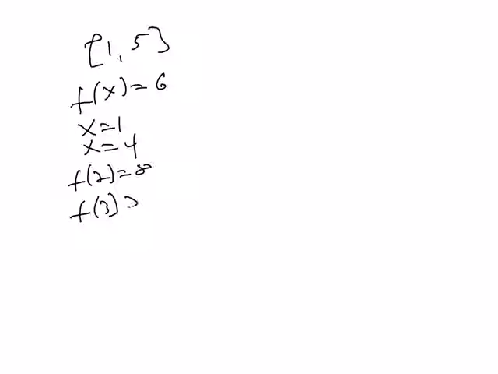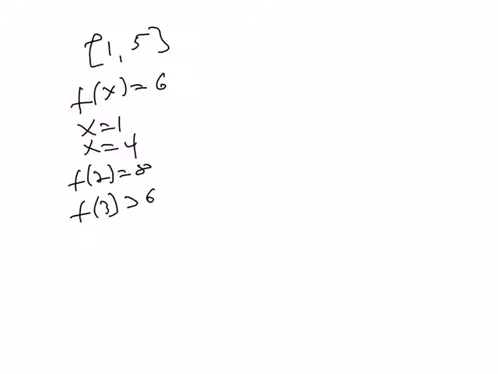I'm doing problem 46, which says suppose f is continuous on the interval 1, 5, and the only solutions to the equation f of x equals 6 are x equals 1 and x equals 4. If f of 2 is equal to 8, prove or explain why f of 3 must be greater than 6.